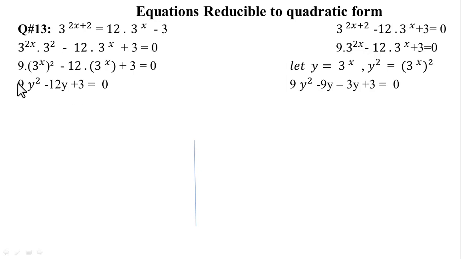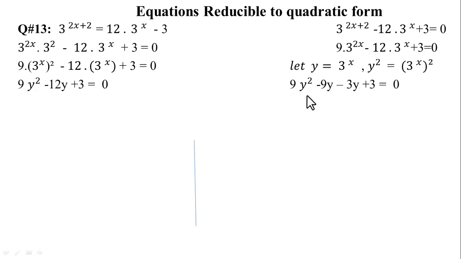Now middle term breaking: 9 threes are 27. We can break the middle term 12 into two parts. After multiplication, the answer is 27, and after addition, the answer will be 12. So the two parts are minus 9 and minus 3, because minus 9 and minus 3 give 12, and 9 threes are 27. So after middle term breaking, 9y squared minus 9y minus 3y plus 3 is equal to 0.